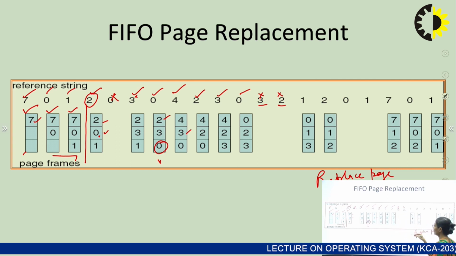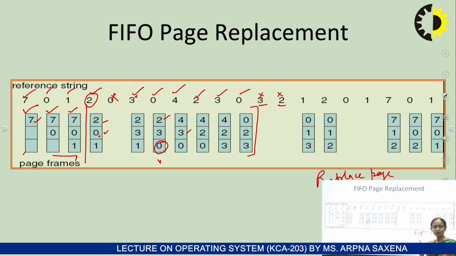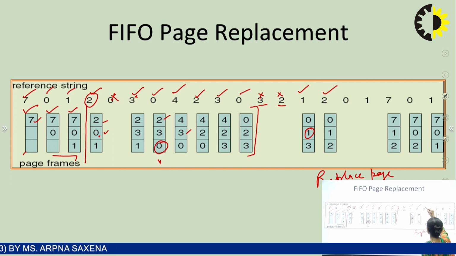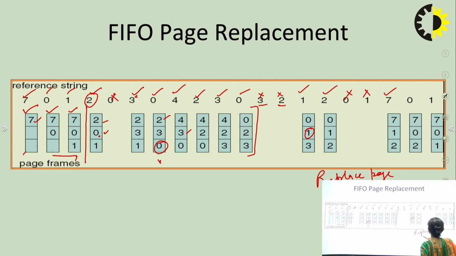When we come to 1, again there is a page fault, and among them, 2 has been brought into the memory first. So 2 is being replaced with 1. Another page fault, again another page fault. In the case of 0, no page fault. No page fault. In the case of 7, another page fault. The victim in this case is 0. In the case of 0, another page fault, the victim is 1 this time, and in the case of 1, again a page fault, and 2 is the victim.